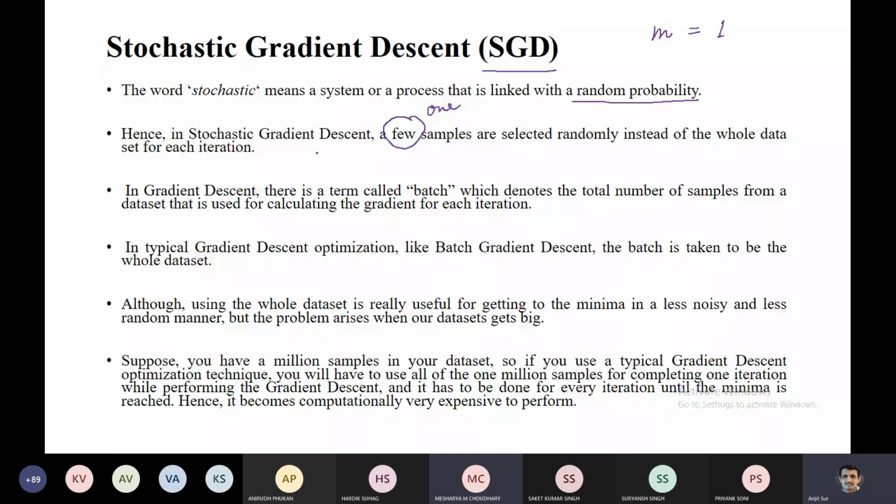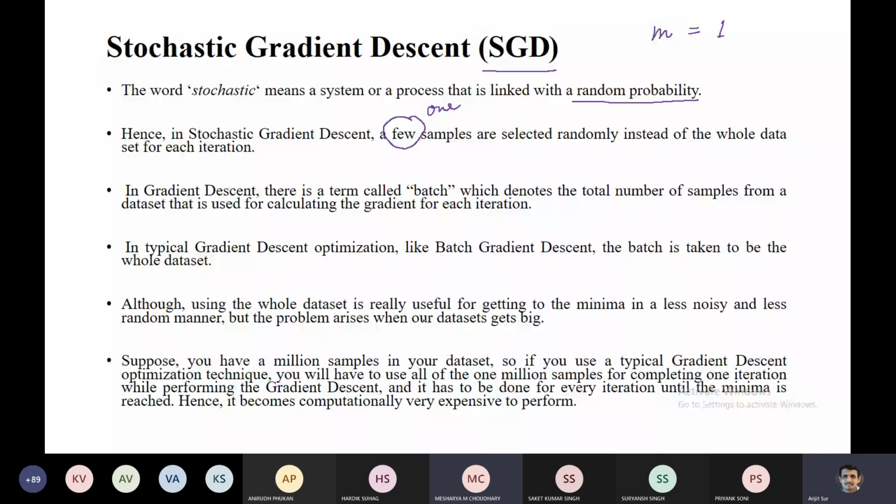In gradient descent, there is a term called batch, which denotes the total number of samples from a data set that is used for calculating the gradient in each iteration. So if the batch size is very high, then definitely M is very high. Normal gradient descent is computationally expensive. In a typical gradient descent optimization like batch gradient descent, the batch is taken to be the whole data set. Although using the whole dataset is really useful for getting to the minima in a less noisy and less random manner, the problem arises when the dataset gets big.